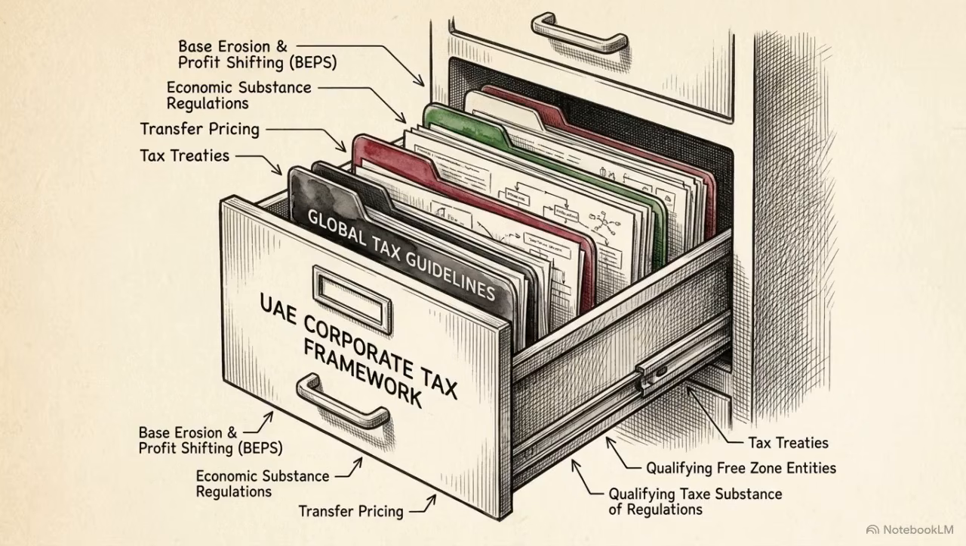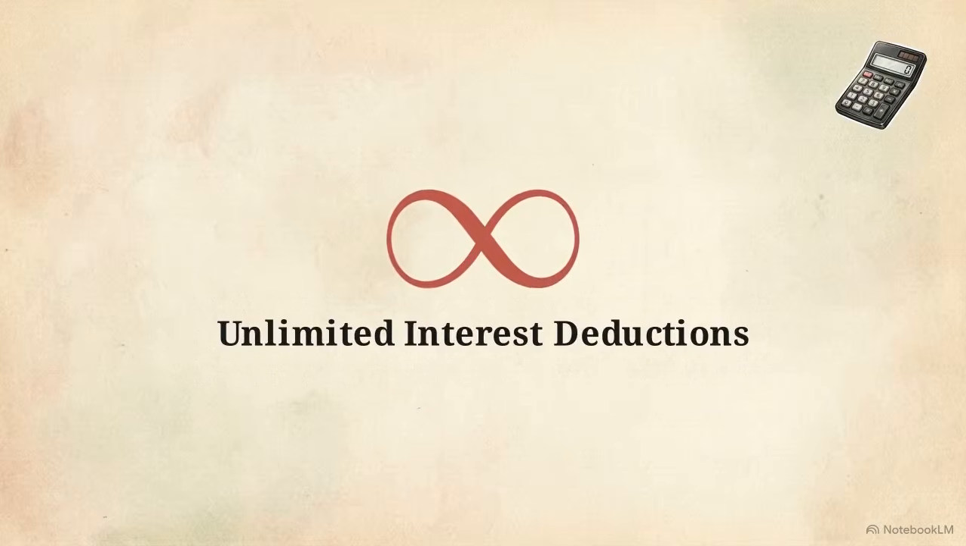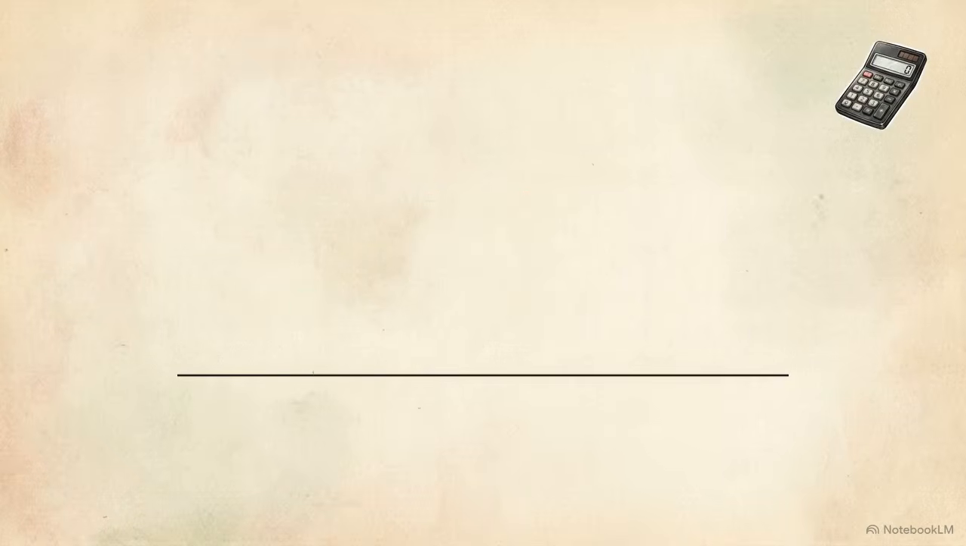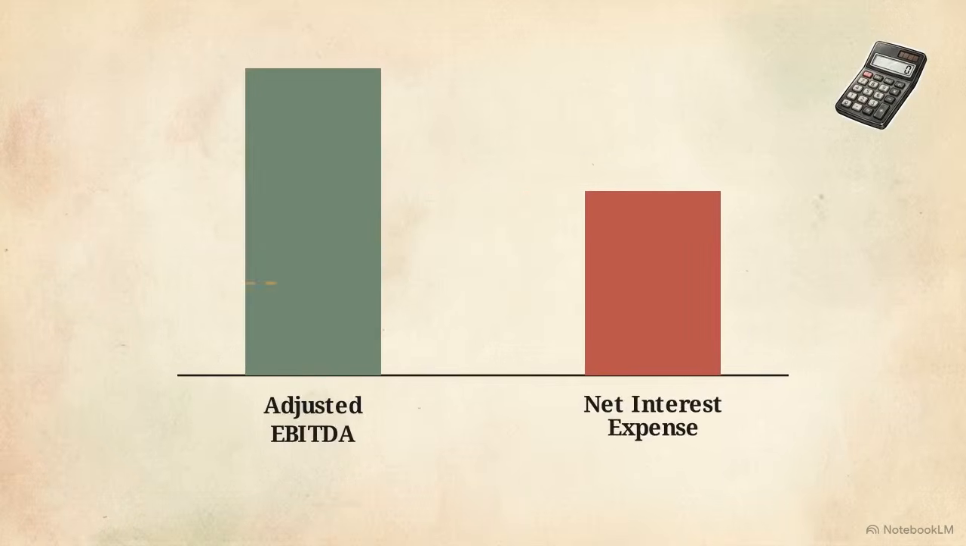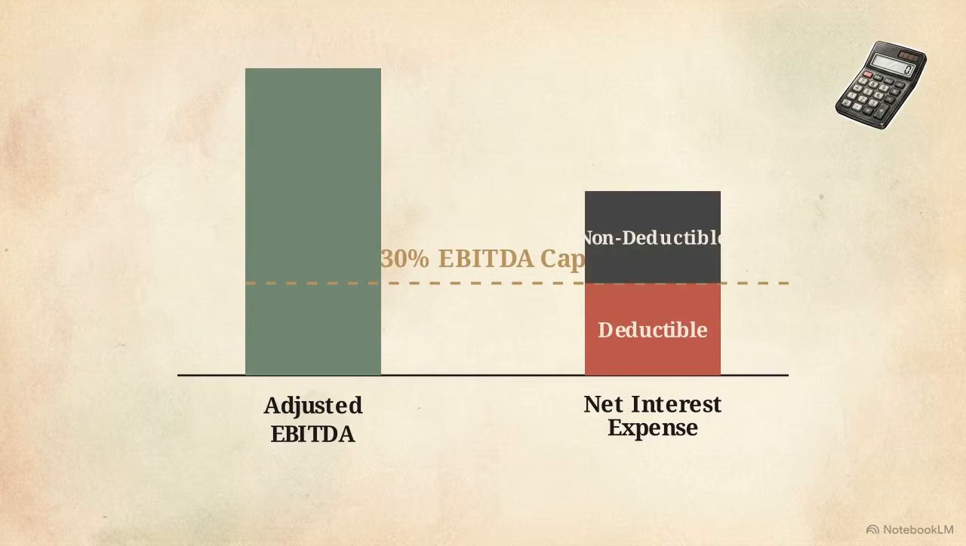The UAE has embedded the OECD's BEPS Action 4 rules directly into its domestic framework. Under these rules, businesses can no longer claim unlimited deductions for net interest expenses. This chart models the new restriction. Interest deductions are strictly capped by a hard line at 30% of adjusted EBITDA.